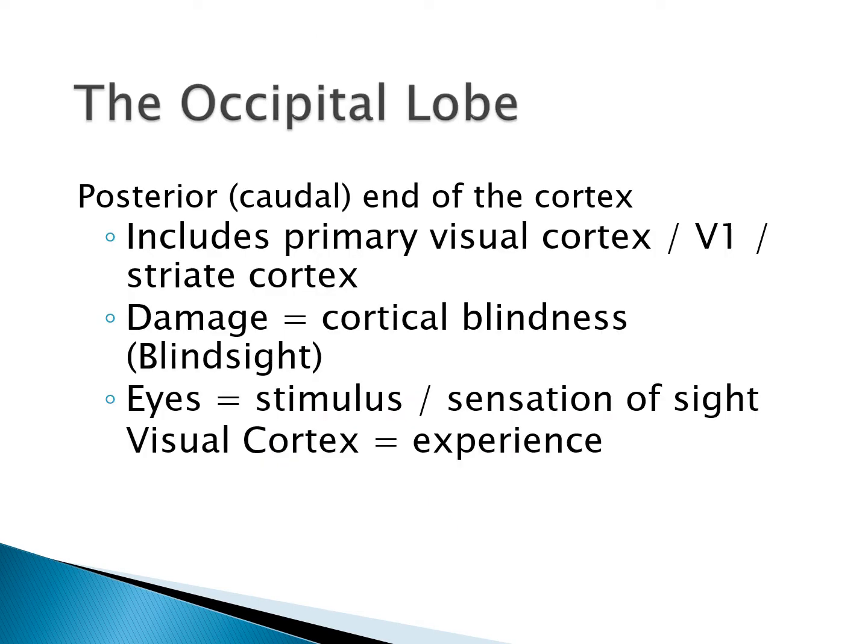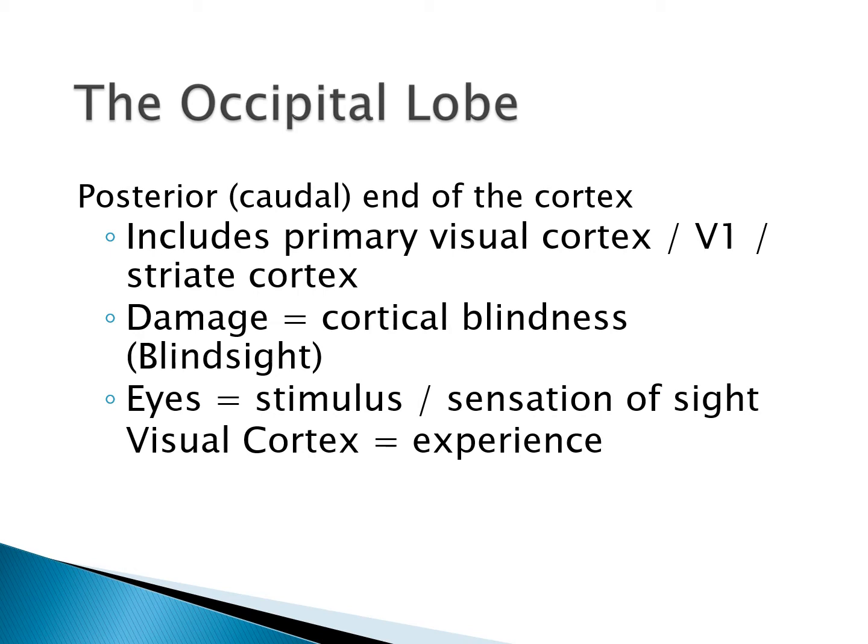So now I've given all of this information about the occipital lobe before, but here it is on a summary slide that includes pretty much what we want to know about the occipital lobe at this point. It's at the posterior end of the cortex, at the back of the cortex. It includes the primary visual cortex, which is referred to as V1, striate cortex. It has this striped appearance. Those are just names that people use.